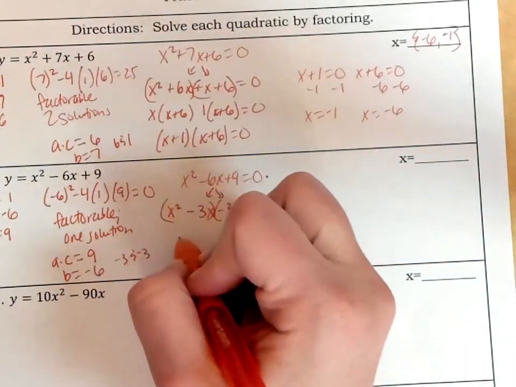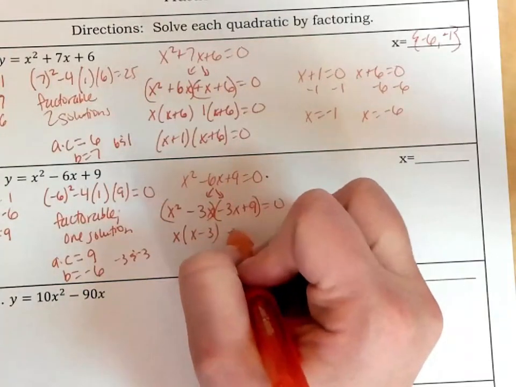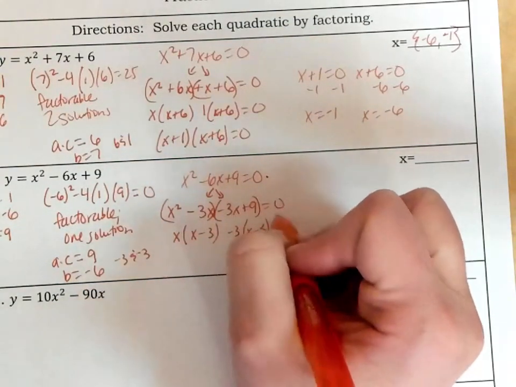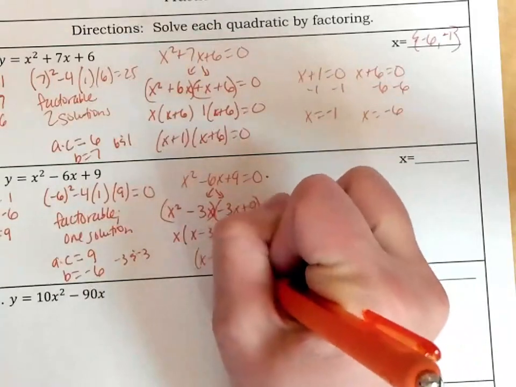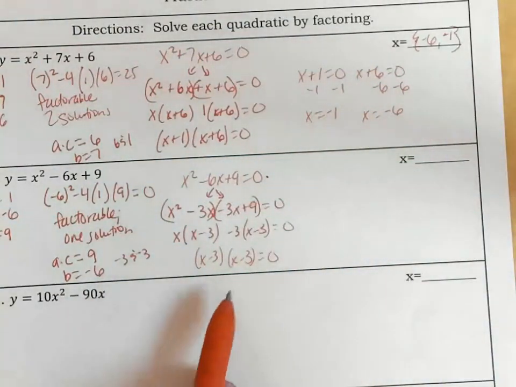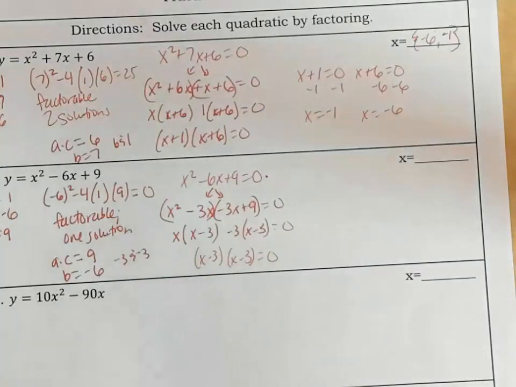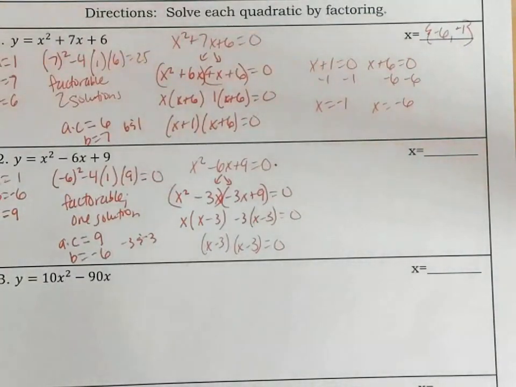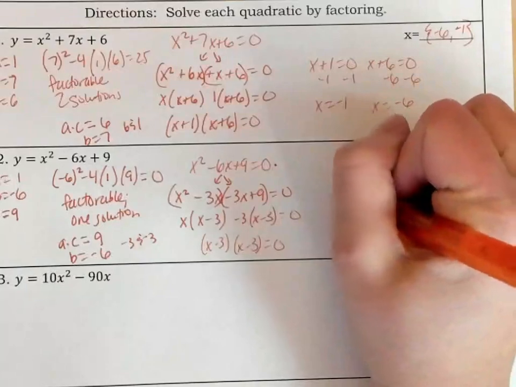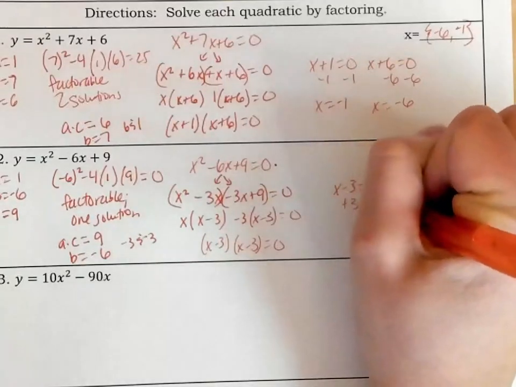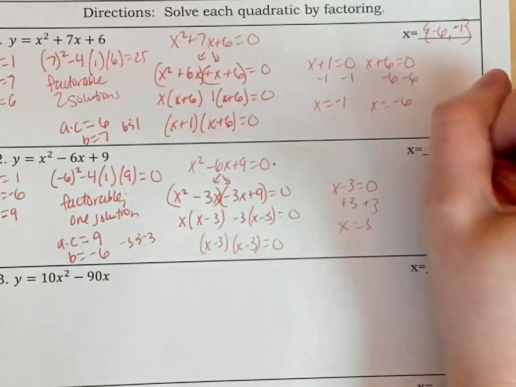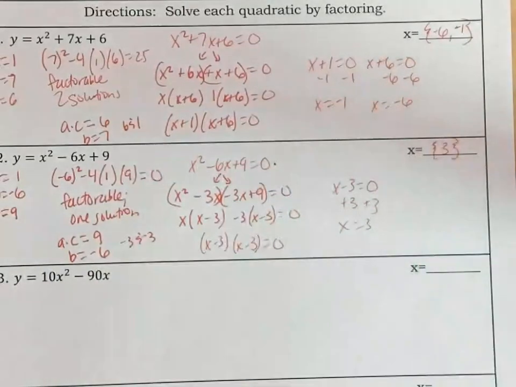I'm going to go ahead and group those, take out my greatest common factor, and I end up with x minus 3 and x minus 3. Since my binomials are the same here, I only have to take one of those factors and set it equal to 0 because I'm going to get the same number either way. So I add the 3, and I get that x is 3. It's only going to cross the x-axis one time at the point 3, meaning the vertex is going to be there on the x-axis.